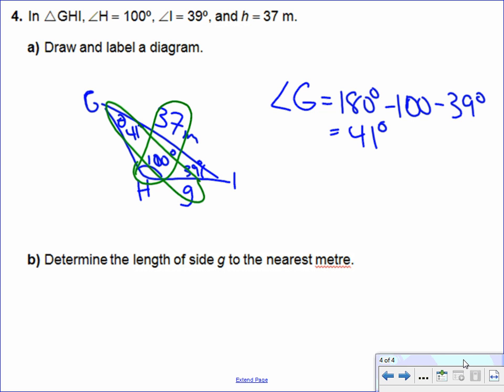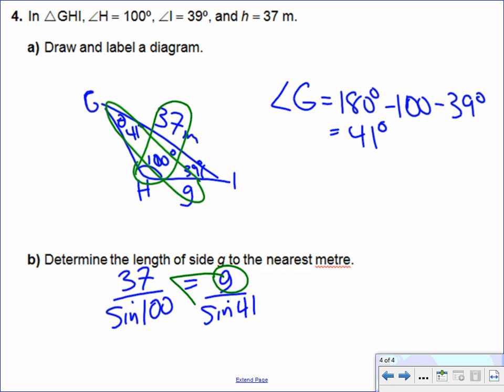I know my diagrams look messy, but when the triangles are written nicely on a test or something for you, if you circle them the way I'm doing so you can see which ones grouped together, it really does help for not making mistakes. So 37 over sine 100 is equal to G over sine 41.